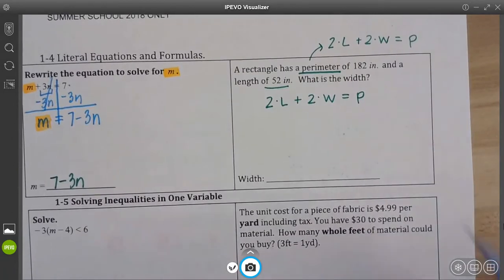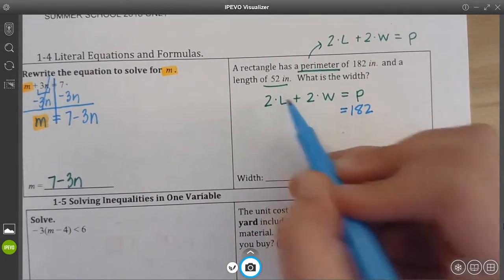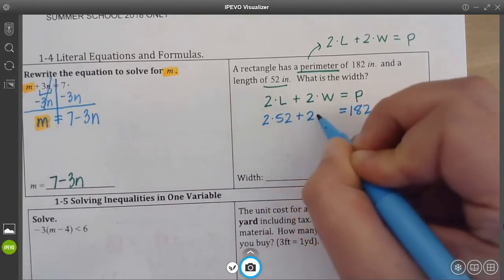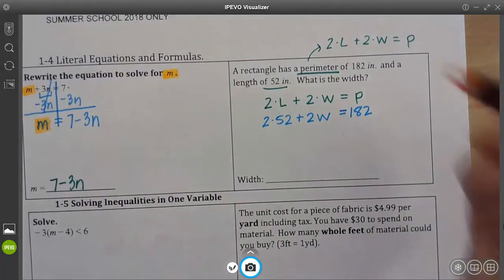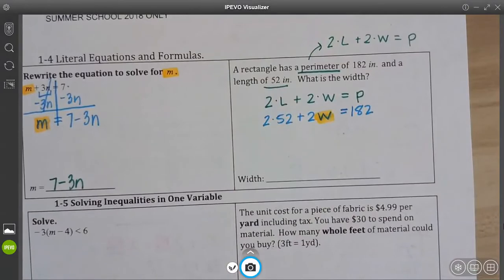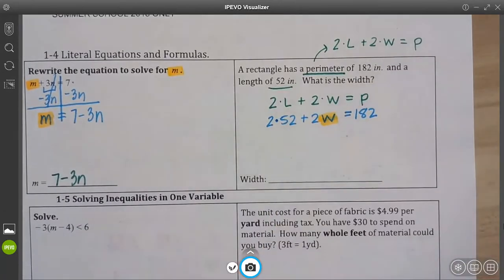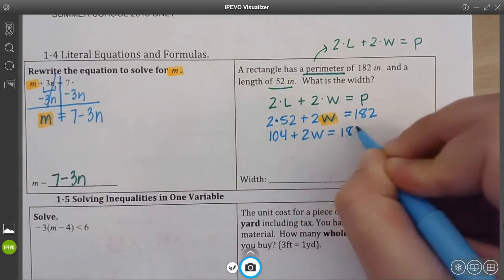And we're going to plug in what we know. Well, we're given the perimeter was 182. And we're given that the length was 52. So 2 times 52 plus 2w equals 182. And we want to solve for the width, which means we want to get w by itself. The first thing that we want to do is simplify anything in our problem that we can. So 2 times 52, when I type that into my calculator, I get 104. Let me double check that. Yep, I get 104 plus 2w equals 182.